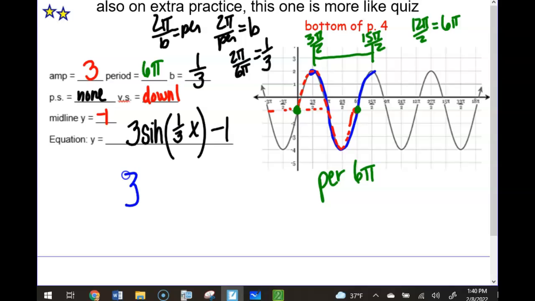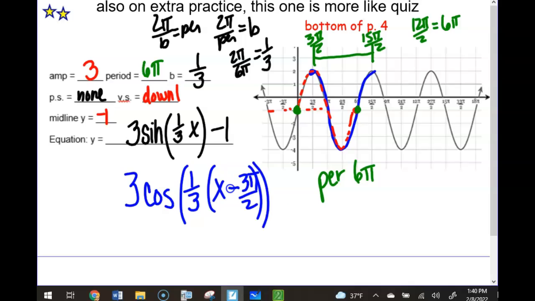If you called it a cosine, look at my blue for a minute over here. The amplitude is still 3. It is a cosine. The B value is still 1/3, but you would have started where? Is it 3 pi over 2, guys? To the right, 3 pi over 2, and you would need some extra parentheses in there, and it's down 1. The only thing that changes is the phase shift. The B value, the midline, the amplitude don't change.